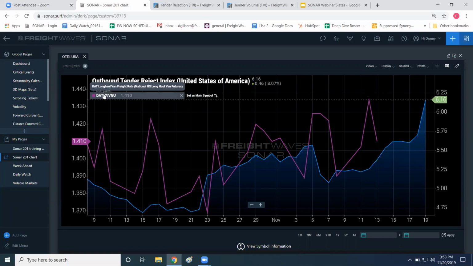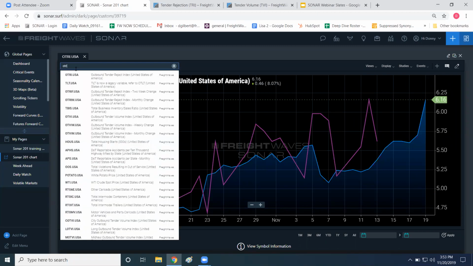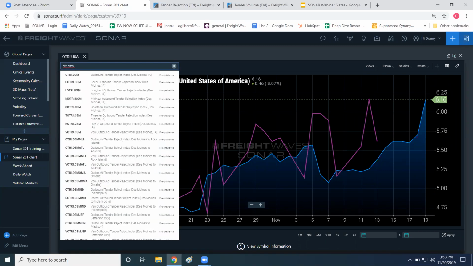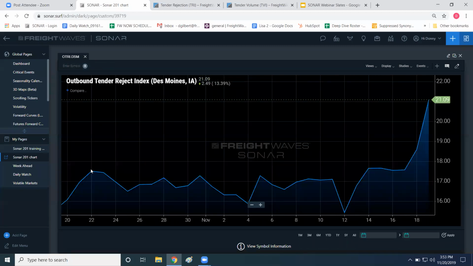Let's dive into a market here. Looking at OTRI.DSM, Des Moines, Iowa. We see here over the past few weeks, 3 weeks, where Des Moines has been pretty well flat, up and down a little bit, but around the same area, 16, 17 index points on their outbound tender rejection rates. So the market is not moving very much. But here, we recall that the 13th was where our rating tool was. In the last few days, we've gone from a 17% tender rejection rate all the way up to a 21% tender rejection rate. And what does that kind of mean?